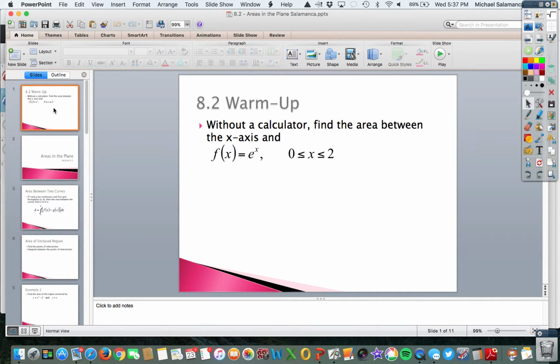Hello students, in today's video we're going to work on areas in the plane. So let's get started. Go ahead and try working on this problem without a calculator.